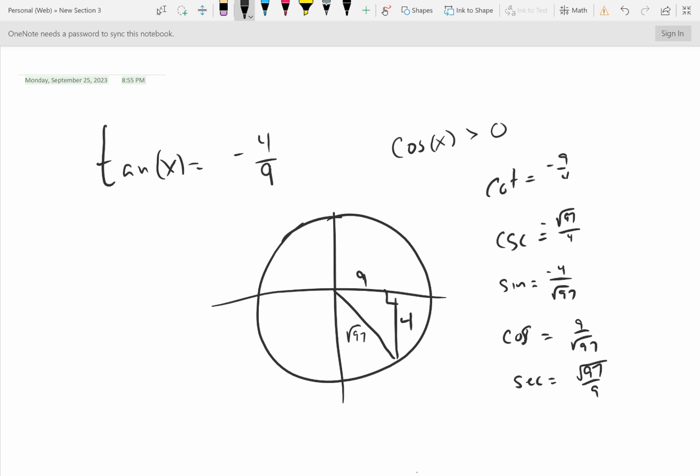You could also just divide everybody by the square root of 97. And lo and behold, now it fits into my unit circle. It gives you the exact same answers, though. Okay? I hope that feels good to you.